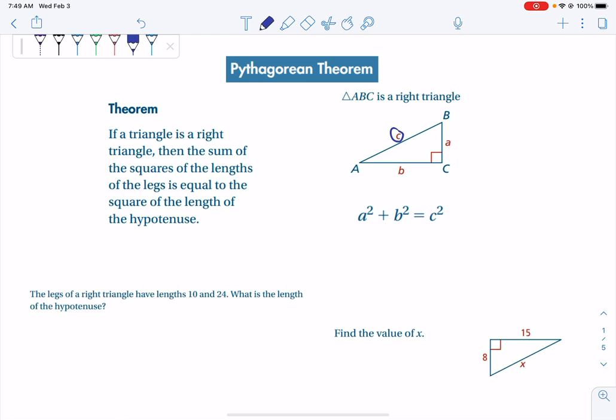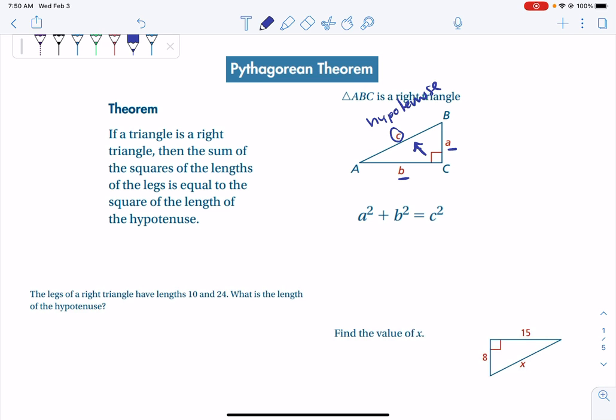The hypotenuse, which is the side across from the 90 degrees, we call that the hypotenuse. We always label it as C, okay? The other two, the A and the B, it doesn't really matter which one is A and which one is B. Theoretically, it's the same idea.